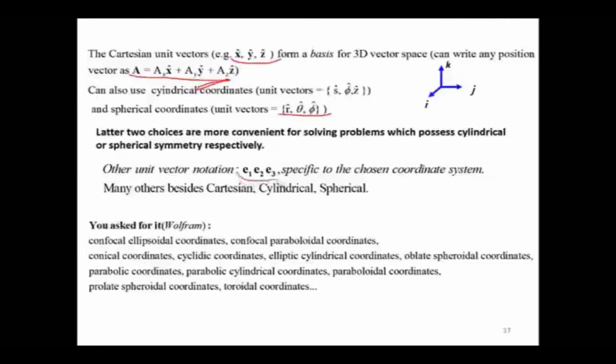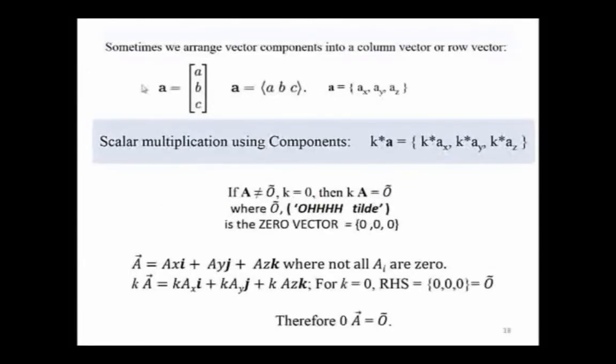There are other unit vectors. Sometimes we write them in terms of little e, and these are specific to the chosen coordinate systems. There are many other coordinate systems besides Cartesian, cylindrical, and spherical, and you asked for it. Here's a bunch that are listed at the Wolfram website. We will concentrate on using these three.